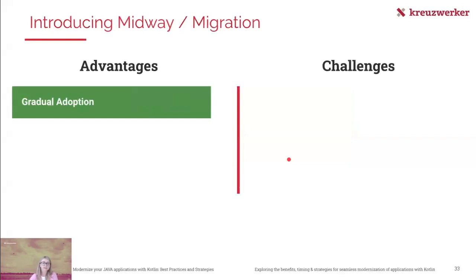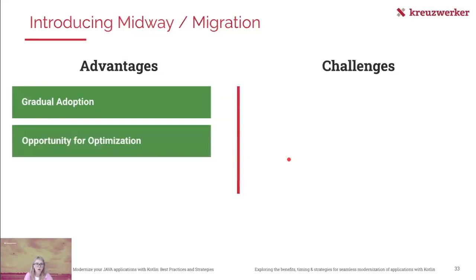On the other hand, introducing Kotlin midway through the project allows for a gradual adoption of the new language. This also enables your developers to leverage the strengths of both languages and take advantage of Kotlin's features where it provides the most value. Opting for migration of Java code to Kotlin also presents an opportunity to address the pain points and challenges within the existing code base. The code can be optimized for better performance, readability, and maintainability.